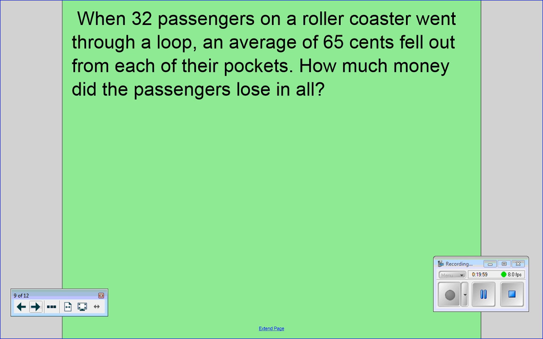What number up there needs to be negative? What keyword up there is telling me something needs to be negative? Alyssa. 65, because that's what fell out. So 65 cents looks like this. Okay? And 32 people lost 65 cents. How am I going to figure out, in total, what they all lost? What can I do to these two numbers to figure out what they lost all together? Alyssa? Let's do 32 times negative 0.65.